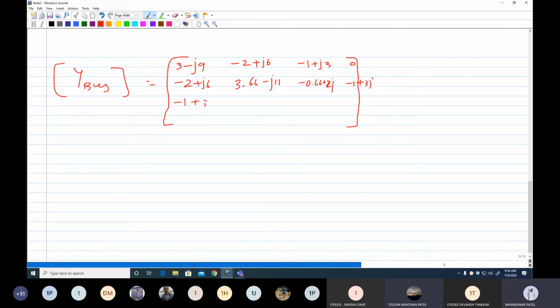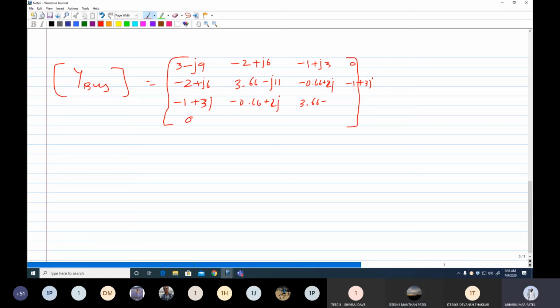Minus 1 plus 3j and 0. Here it is minus 0.66 plus 2j. What is the value of the third diagonal element Y33? 3.66 minus j11. Same outside. Just verify. Same. 3.66 minus j11.